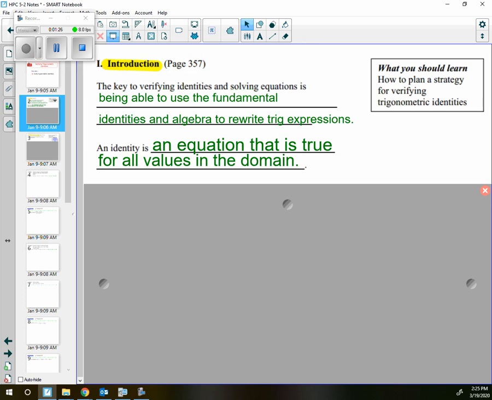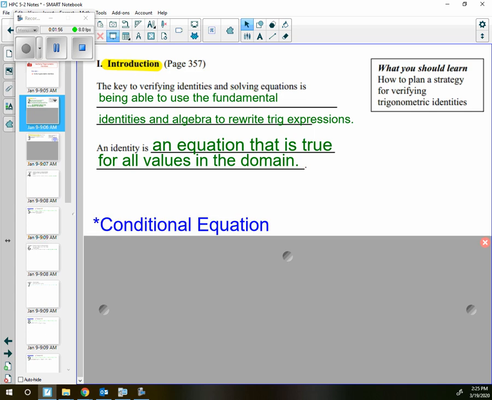But remember what identities are first. An identity is an equation, there's an equal sign, that's true for all values in the domain. That means for whatever angle we're talking about in our trigonometric function, whatever the domain might be, like for sine and cosine, all real numbers, this statement is true for every single one. It doesn't matter what angle you pick, positive, negative, decimal, whole number, whatever it is. For every single angle measurement, this statement is going to be true because it's a trigonometric identity. So it's an identity using trig functions.